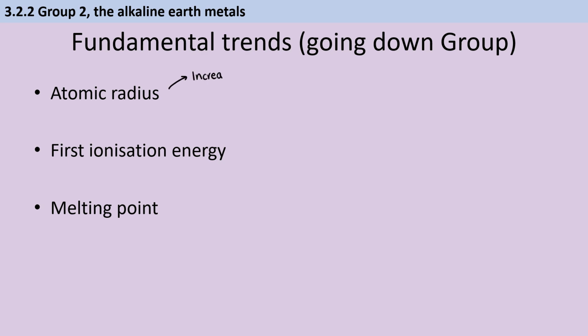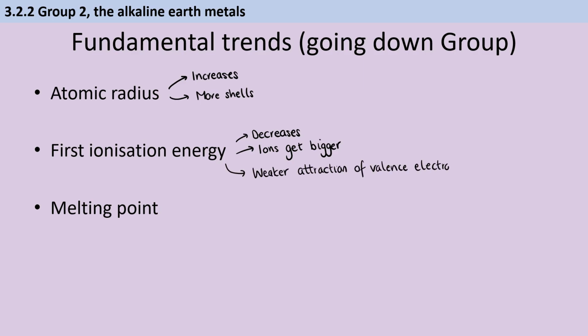As you go down group 2 from beryllium to barium, the atomic radius gets larger. This is because the impact of adding another electron shell is much greater than the impact of the additional nuclear charge from the extra protons. Linked with this is the trend in first ionisation energy. As you go down the group, the energy required to remove the first electron decreases, because the ions are getting bigger, and this means that there's a weaker force of attraction between that outer shell electron and the nucleus.